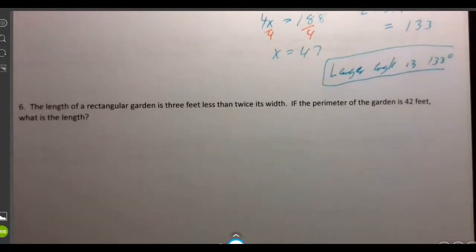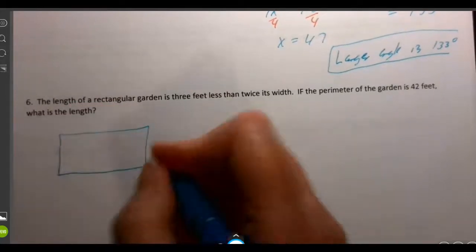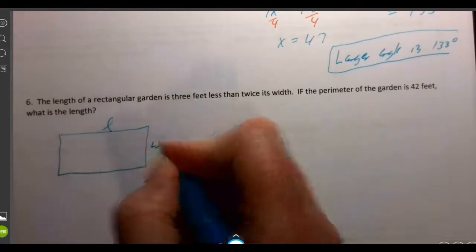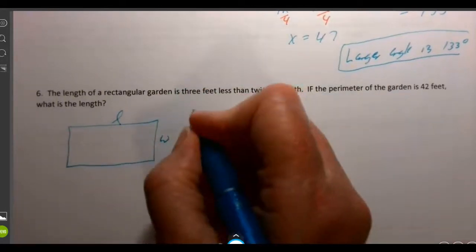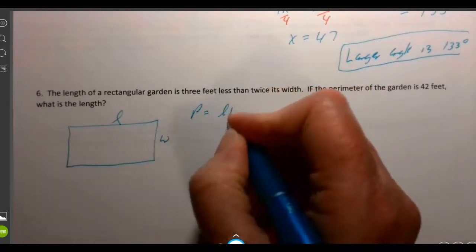Okay, here we go. The length of a rectangular garden is 3 feet less than twice its width. If the perimeter of the garden is 42 feet, what is the length? Oh, wow. Okay, I like to draw a picture on these so that I know what I'm talking about. I have a length and I have a width. And to find the perimeter, I'm going to add all the sides.